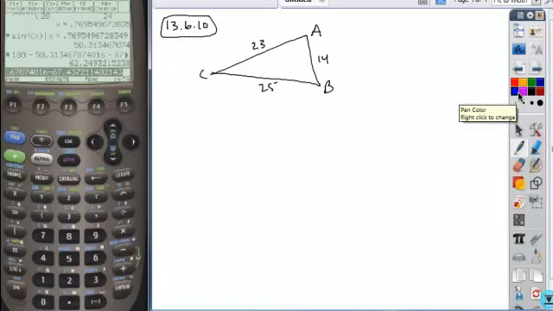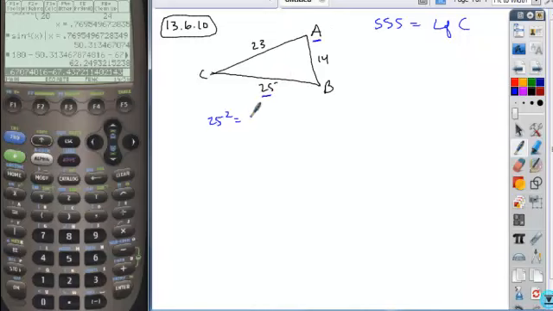All right, so here is the pattern of SSS. So that indicates we're going to use the law of cosines to solve. And again, what I would do is look to find the largest angle first. The largest angle here is going to be opposite the biggest side. So I'm going to find angle A first, beginning with the side opposite it.